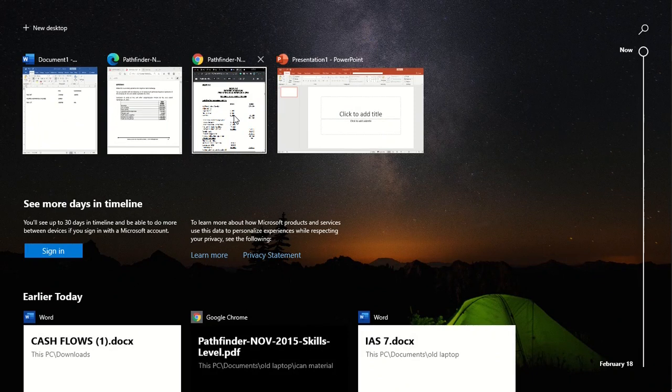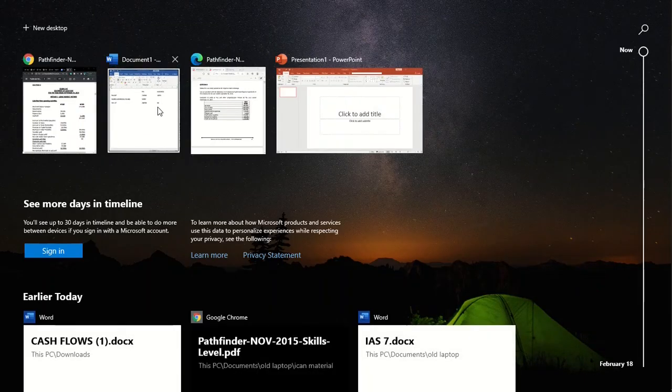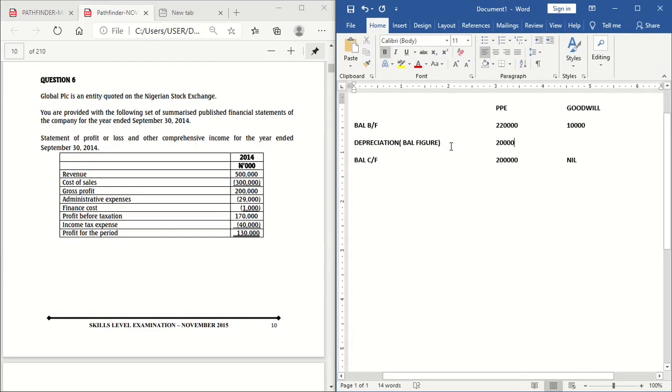So in that case, let me come to my solution. Coming to my solution here, you can see there is an adjustment for depreciation of what? 20,000. Aside from that, let us go back to our workings again. In my workings, you can see that at the beginning of the year, my goodwill was 10,000. But at the end of the year, my goodwill is now 0. What has happened? It means that something has reduced goodwill from 10,000 to 0.